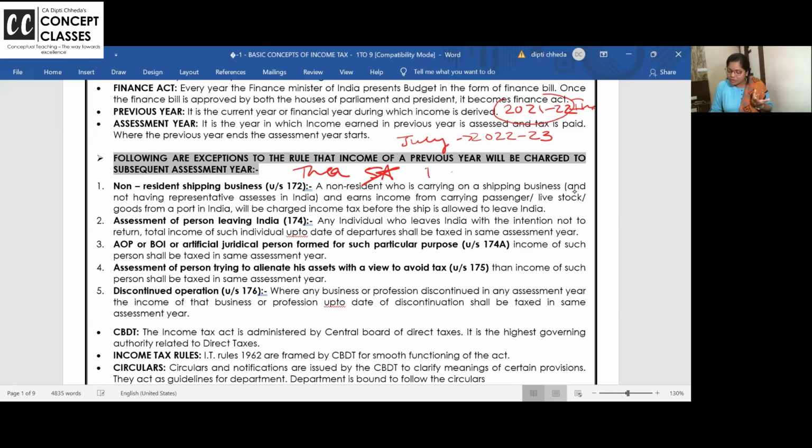Ma'am, what kind of thing is this? What is financial year 21-22? What is assessment year 21-22? It means the department is not ready to wait till the year ending and ask you to pay the tax next year. They want you to pay the tax now only. Clear to all of you?